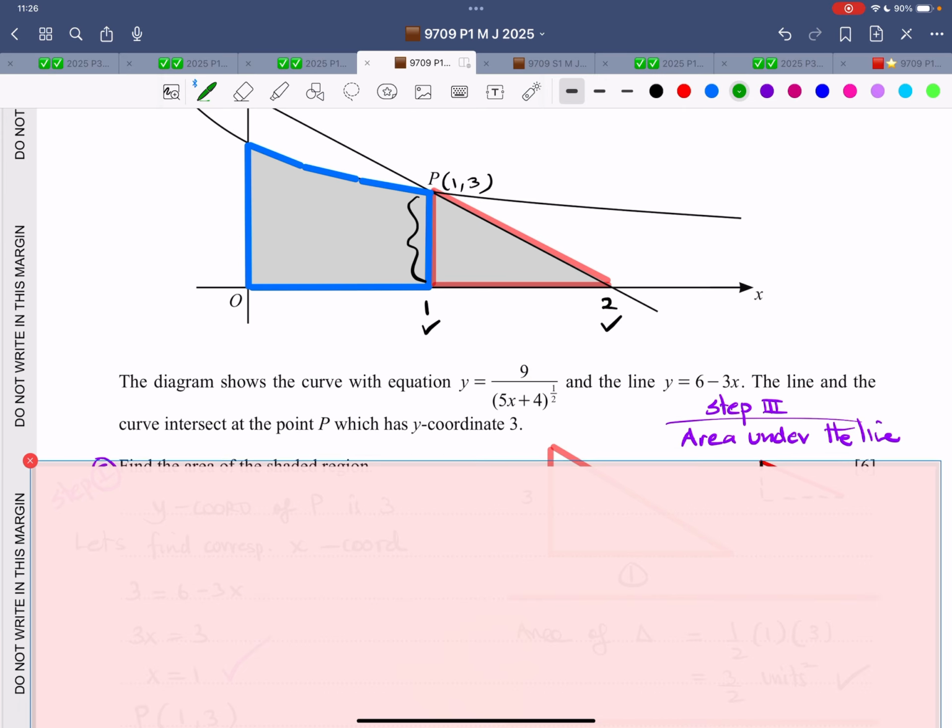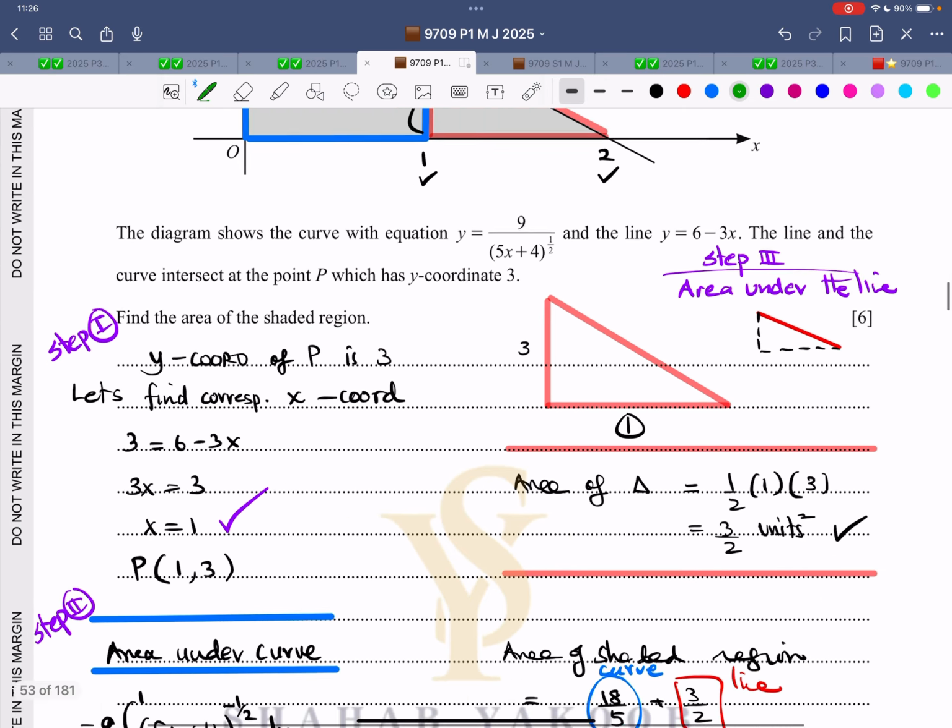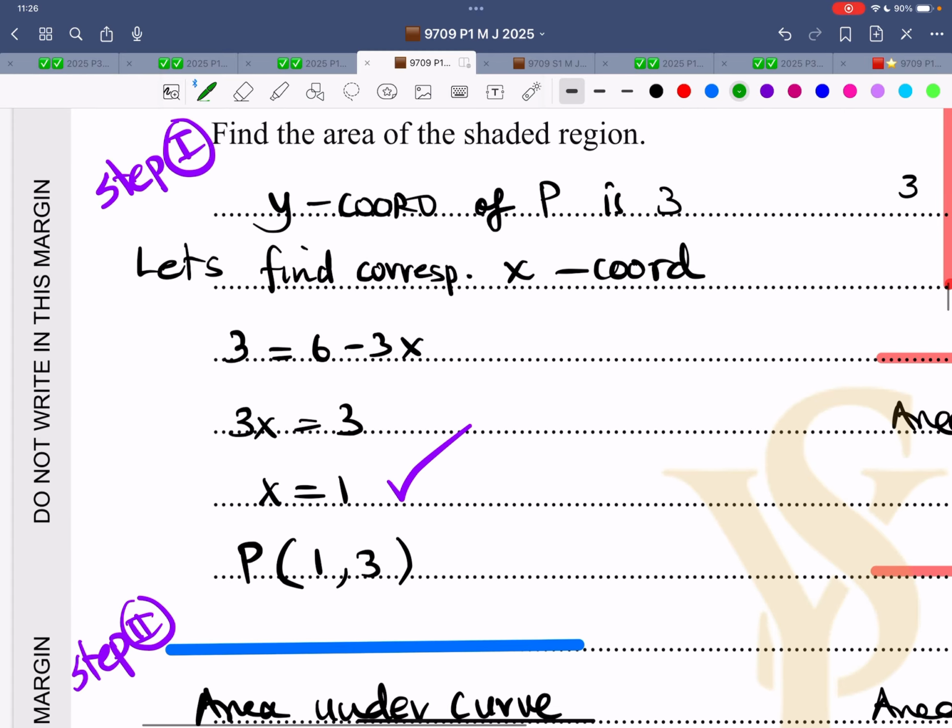First of all, that is this thing. Step 1. The y coordinate of P is 3. Let's find the corresponding x coordinate. I could use the equation. I can use the line. Choose the easy option. That is finding x is equals to 1. So the x coordinate is 1.